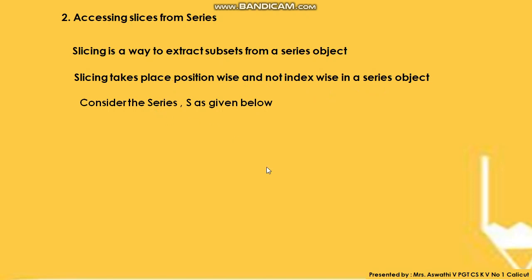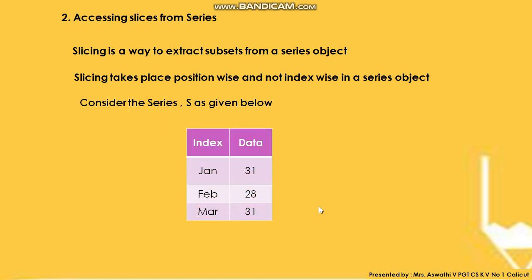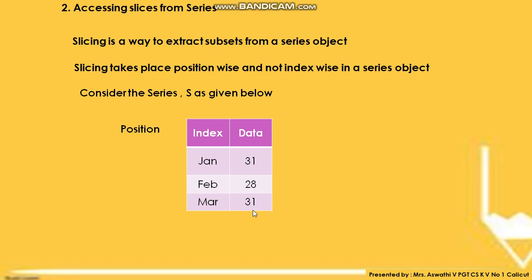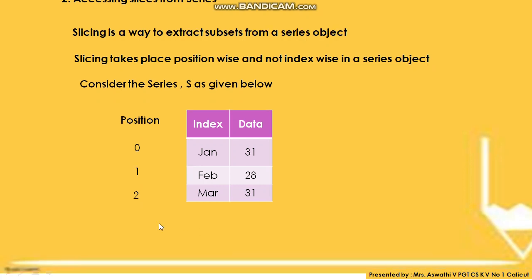Now consider the series that is given here, index and data. The position will be by default 0, 1, 2. There is no change in that, as we have learned in list, numpy array, etc. The position remains as 0, 1, 2. Index values are different here in the series. It is Jan, Feb and March.